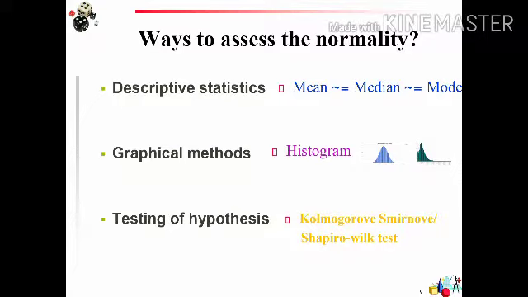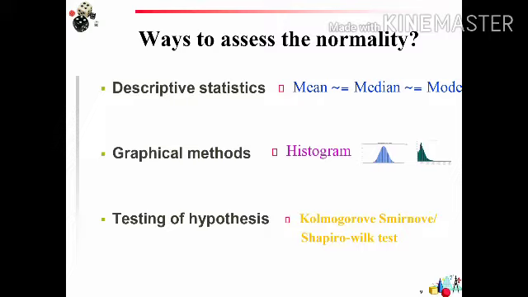One of the main assumptions in parametric tests is that the variable should follow a normal distribution. So how can we assess the normality of a variable? Here you can see three different methods. That is, using descriptive statistics, we can assess the normality.